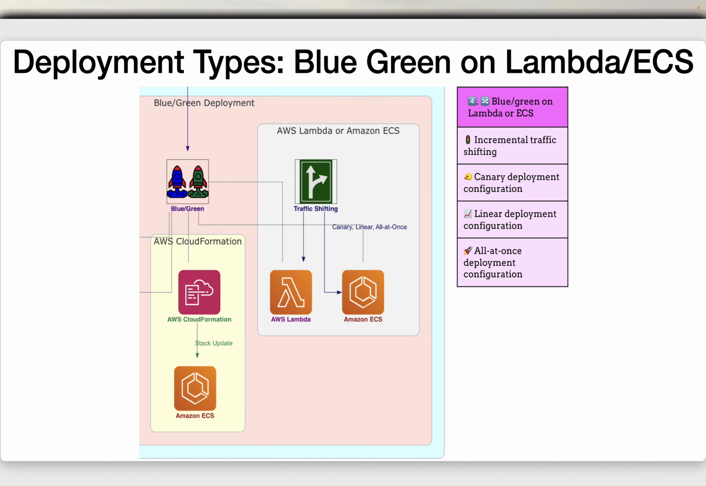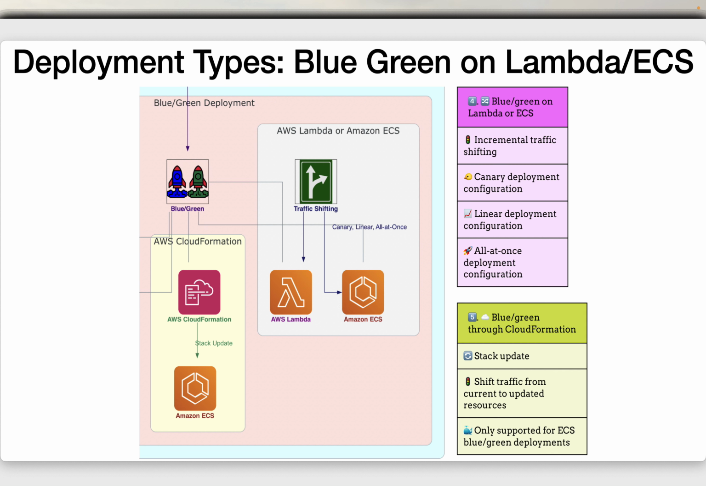Next is blue-green on Lambda and Elastic Container Service. So first, let's see blue-green deployments on Lambda or ECS compute platforms. Both use the same methodology. Traffic is shifted incrementally to the updated versions according to a canary, linear, or all-at-once deployment configuration. So first we have to have a deployment configuration, and based on that it can be canary, linear, or all at once. We will go from blue to green.